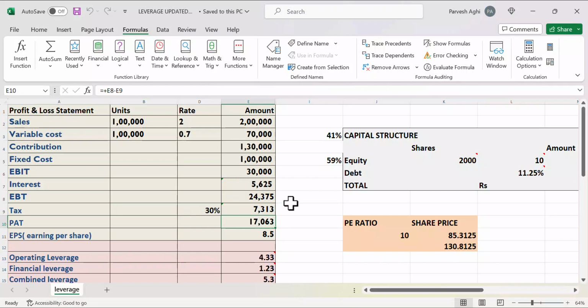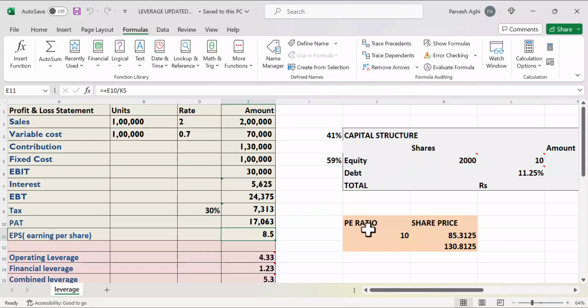The company has paid tax, so this PAT belongs to whom? The shareholders. So PAT divided by the number of shares, you get earning per share. I can show you. The number of shares is 2000, and 17,000 is the profit divided by 2000. So earning per share is 8.5. Is that okay? The company is earning 8.5 rupees per share.